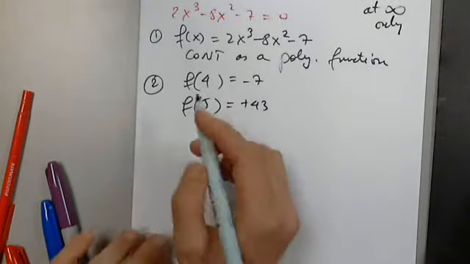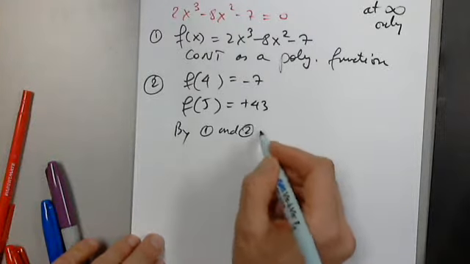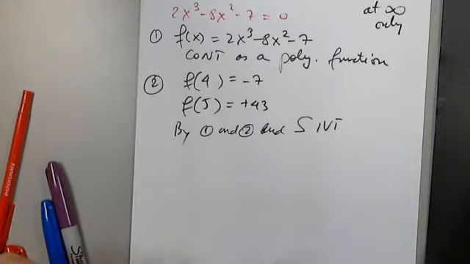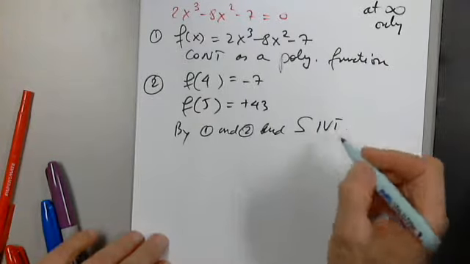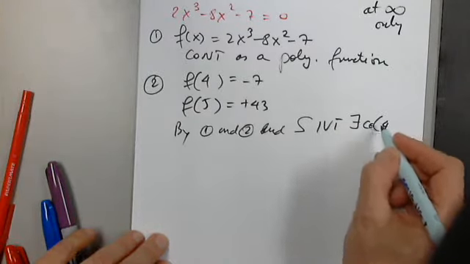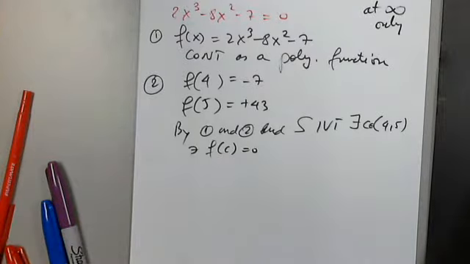So I'll say by 1 and 2, from 1 and 2, and squeeze, not squeeze. IVT. By IVT, there exists a c in the interval 4, 5 such that f of c is 0.